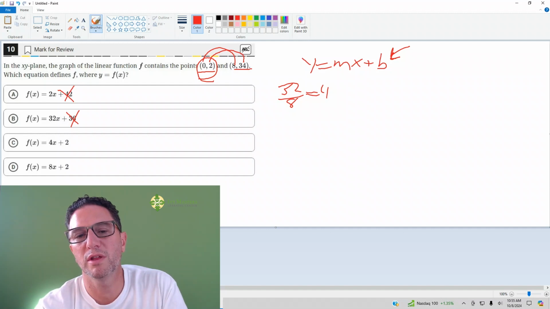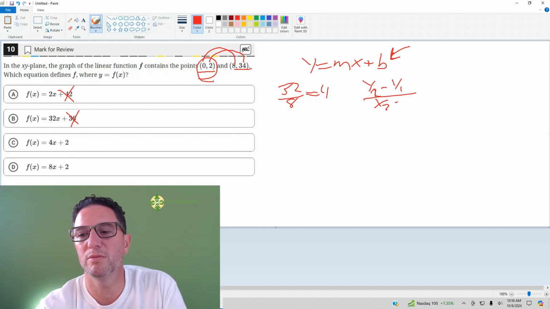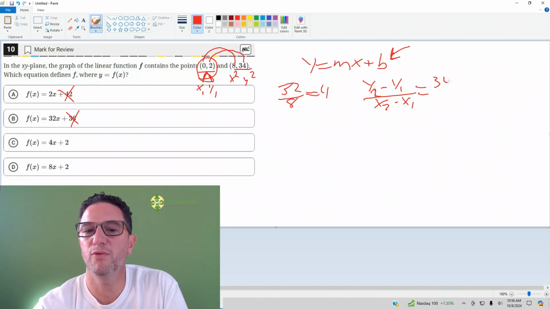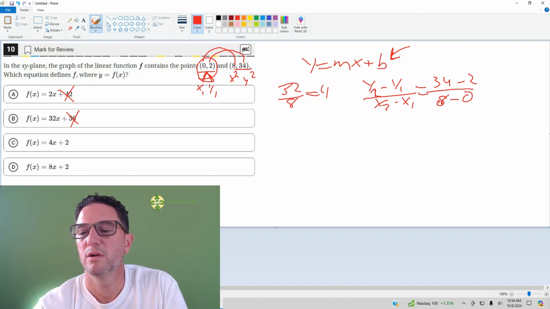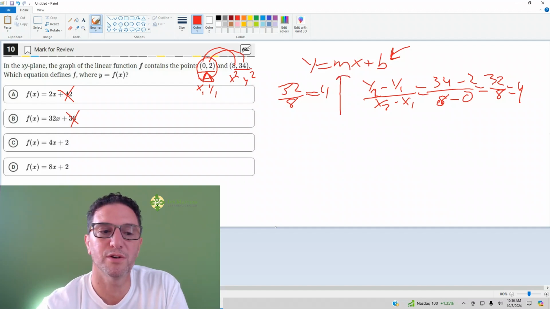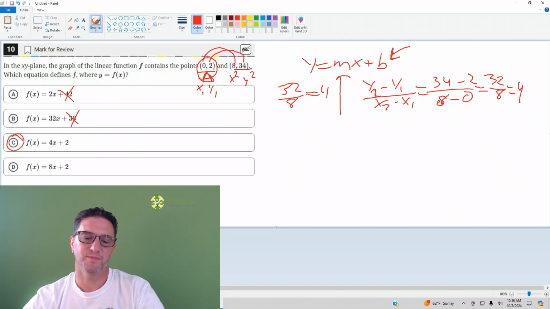Now to take it slow and really explain that, whenever you have two coordinates, to get the slope you do y2 minus y1 over x2 minus x1. So if I label these x1, y1, these up here, and I label these x2, y2, then it becomes 34 minus 2 over 8 minus 0, which will give you 32 over 8, which equals 4. 4 is your slope. Where does your slope go? Your slope goes here. So you know that C is your answer.